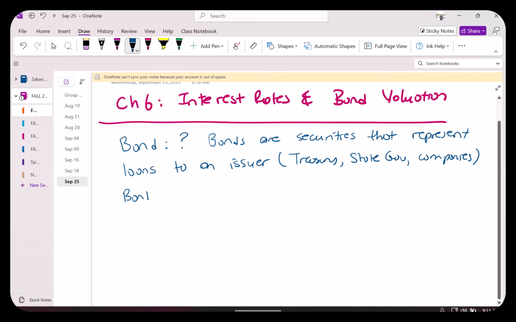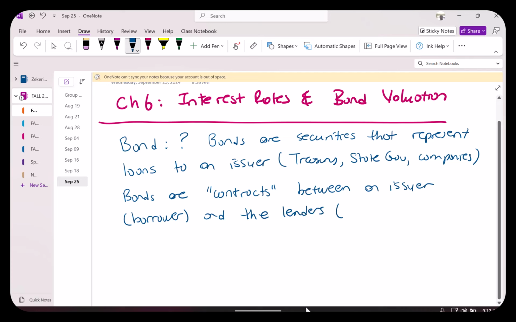Bonds are contracts between an issuer, which is the borrower, and the lenders, typically public. You may have special issue bonds where you know ahead of time who's going to be the people that are borrowing it. On a technical level, they're not any different from a loan you get from a bank. Let's say you get a so-called signature loan from a bank. That means the only collateral is your signature that you're going to pay it back.